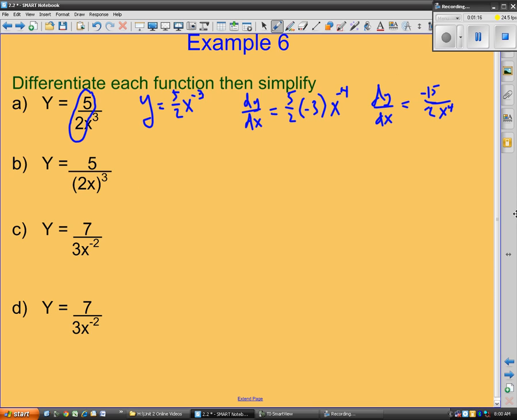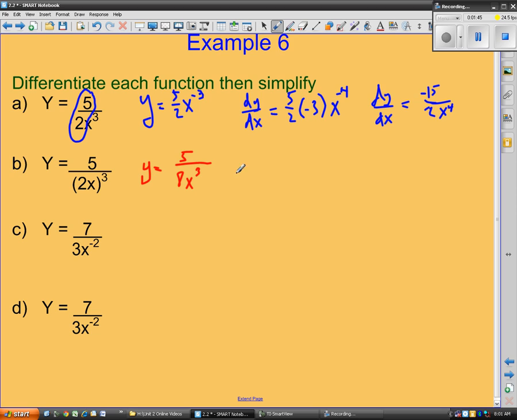Then for the next one, I could rewrite this one, and it's a little bit trickier because this 2 is cubed. Well, probably what I would do, just to make my life easier, is I would cube the 2 and cube the x. Since there's no addition or subtraction, I can just cube each term. So I might write it as y equals 5 over 8x cubed. When there's addition or subtraction, that's where you've got to FOIL things out, but when it's multiplication, you can just cube each term.